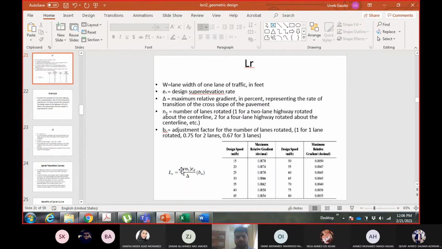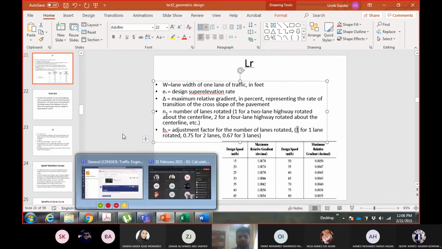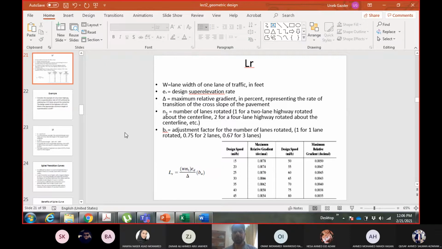The width of lane is 12 feet. For the number of lanes rotated, it's a 2-lane cross section, so you will only rotate 1 lane. Then we have design superelevation, which is given, 6%. BW for 1 lane rotated is 1 lane. I told you the number of lanes rotated is basically the number of outside lanes. So for a 2-lane highway, the number of lanes rotated will be 1, and BW will be 1. Delta will come from this table for a speed of 60 miles per hour. So give me the value of radius, LT and LR.